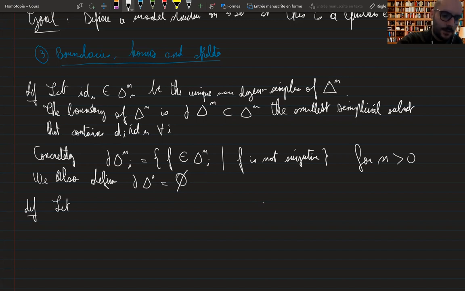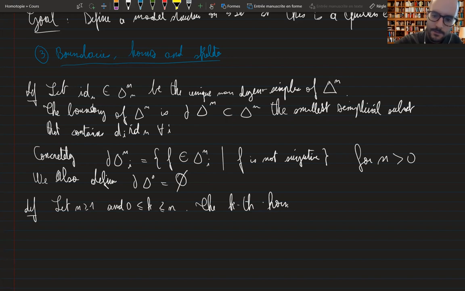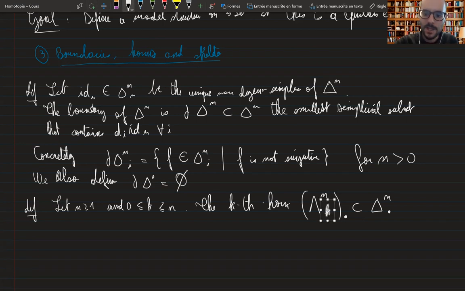Okay, so let now n be at least one and k in zero to n. So the kth horn, lambda n k. You have to be very careful about the notation here. The k that is here is not the simplicial index. This whole thing is a simplicial set and it has things in all dimensions. This k here is not similar to this i here. I know the notation is a bit annoying, but it's completely standard.